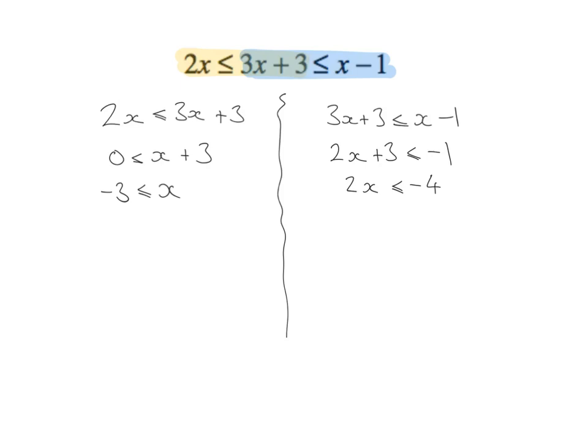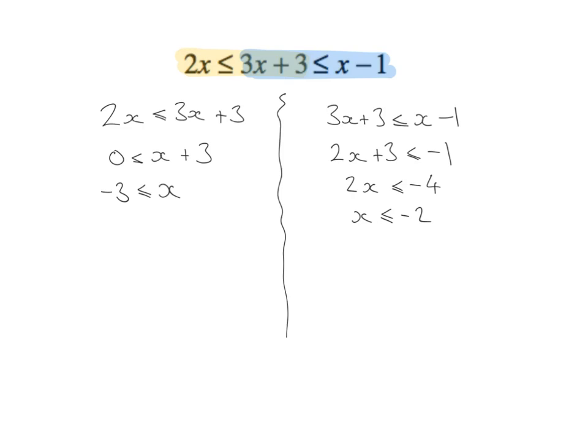And then I'll divide both sides by 2. That's okay, 2 is a positive number, so it's okay to divide by 2. It's not going to change the inequality. So x is less than or equal to minus 2, since minus 4 divided by 2 is minus 2. So that's my two inequalities solved.